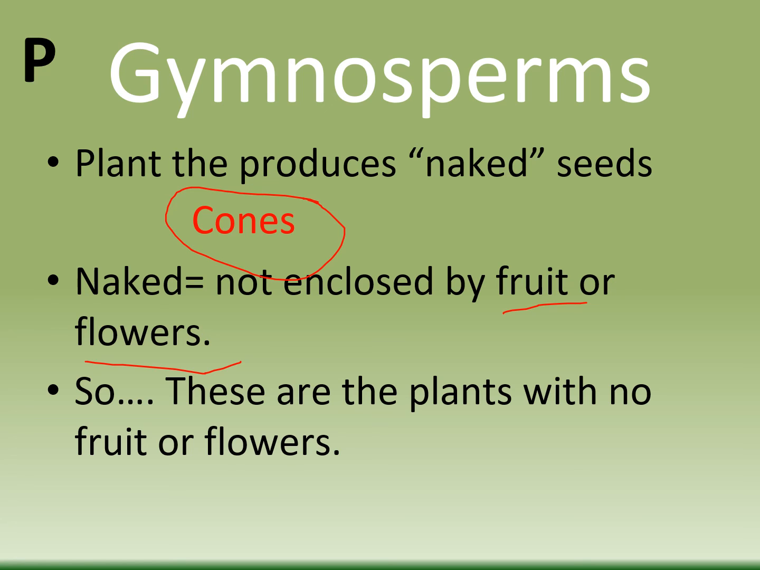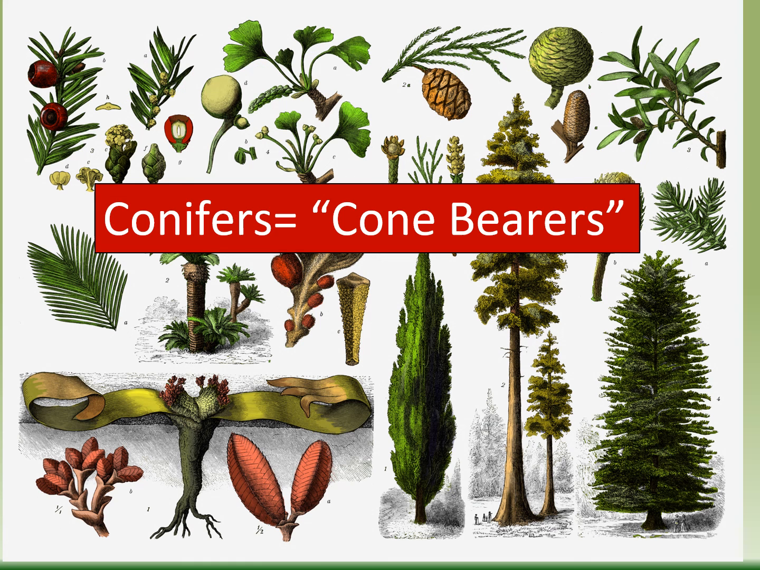So these are going to be all of the plants that reproduce with seeds that do not have fruits or flowers. So what does that leave? Well, that leaves our conifers. Conifer is a cone bearer, and you can see these pine cones up here. You've got some of these other little things like the acorns right there and other things. All of your evergreens are going to be your gymnosperms. Pretty much any green plant that reproduces with seeds that doesn't have flowers or fruit. These are going to be a lot of our forest trees.